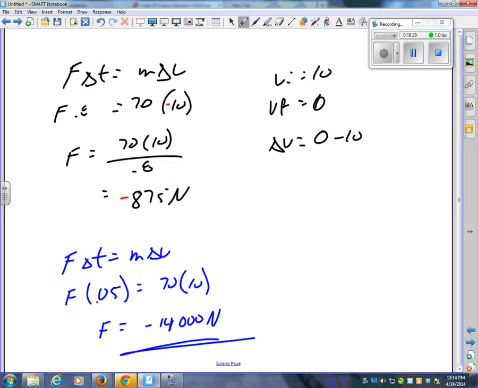Okay, let's go on to force versus time graphs.